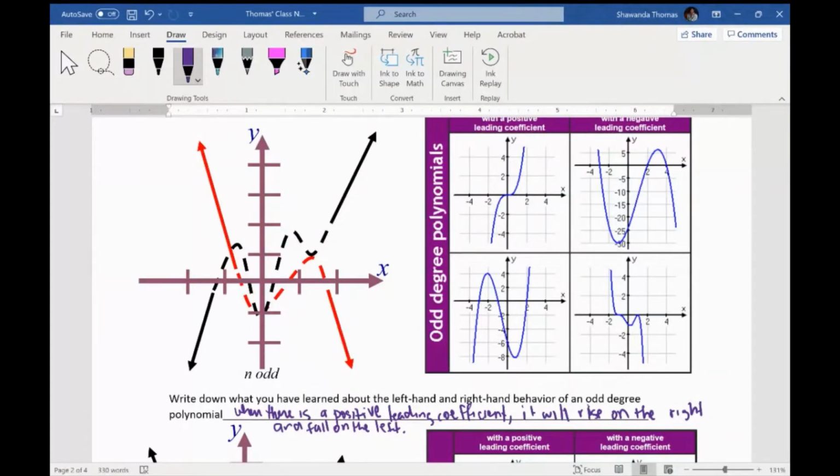All right. If it was a negative leading coefficient, it would be totally opposite. Y'all get that? Okay, good. Any questions about that one before we move on to even degree?